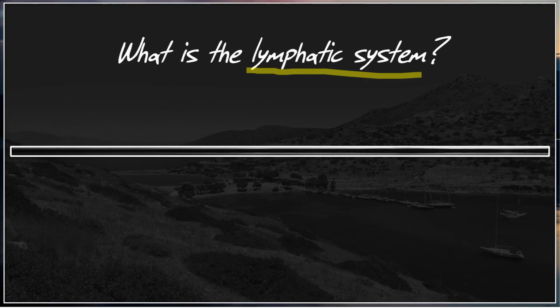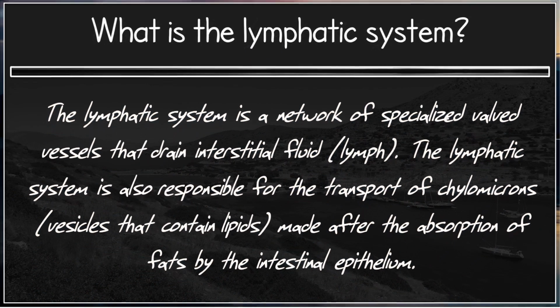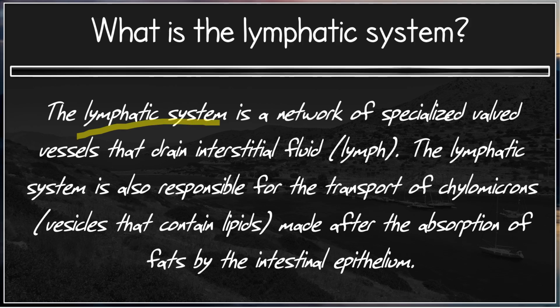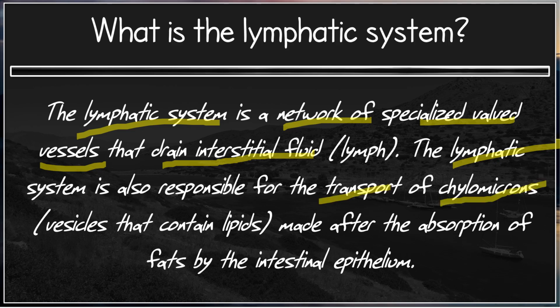What is the lymphatic system? The lymphatic system is a network of specialized valved vessels that drain interstitial fluid, the lymph. The lymphatic system is responsible for the transport of chylomicrons, vesicles that contain lipids made after absorption of fats in the intestinal epithelium.